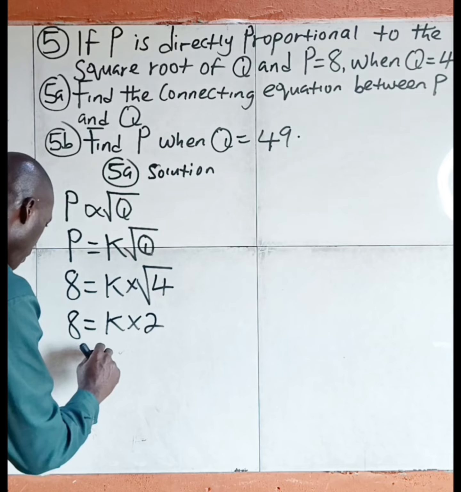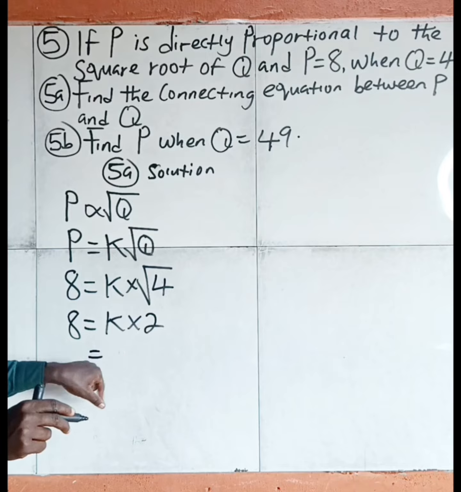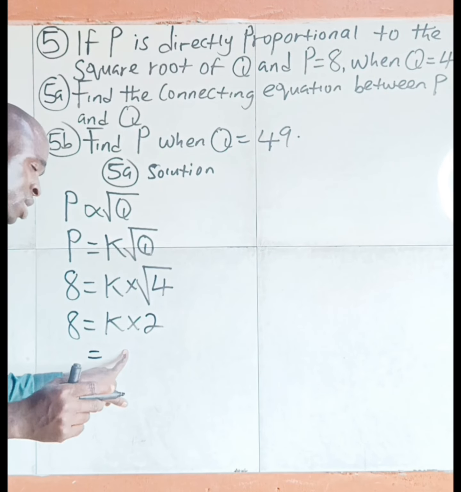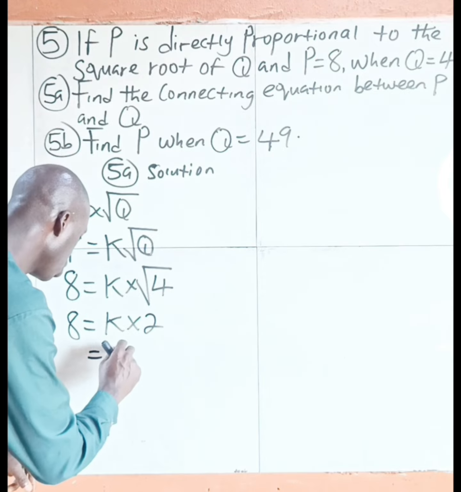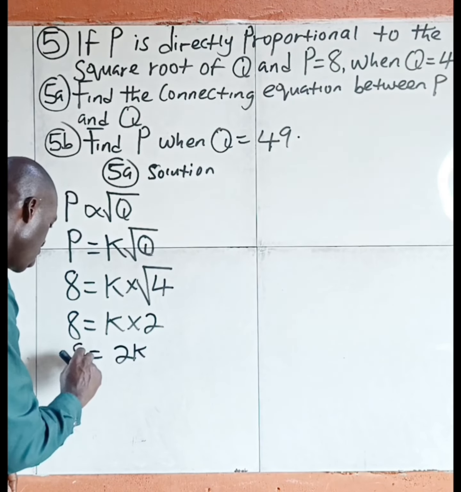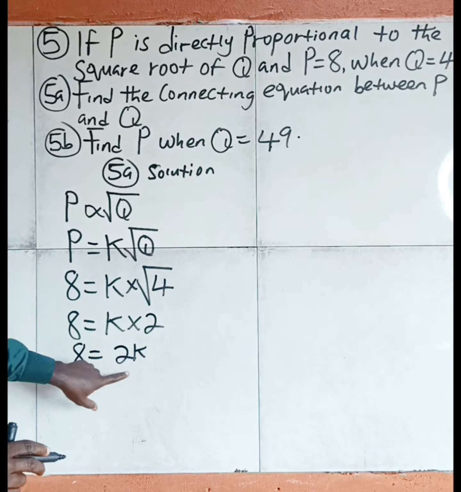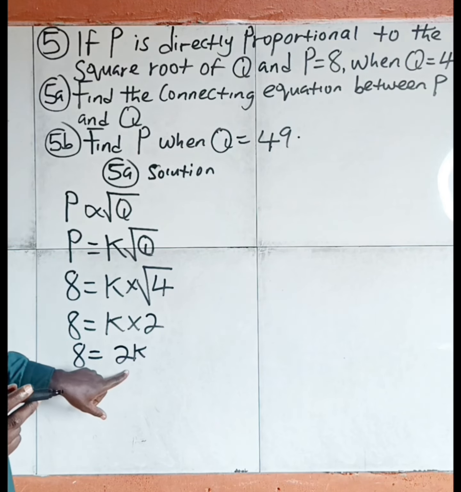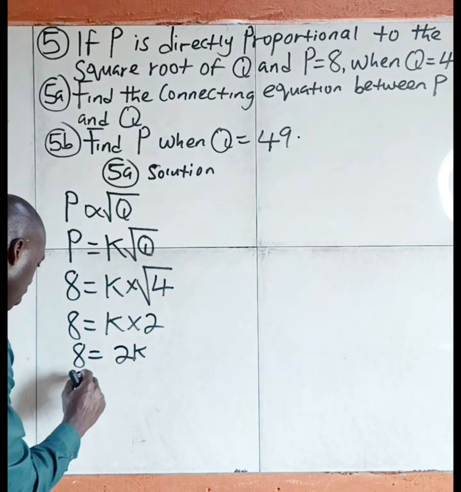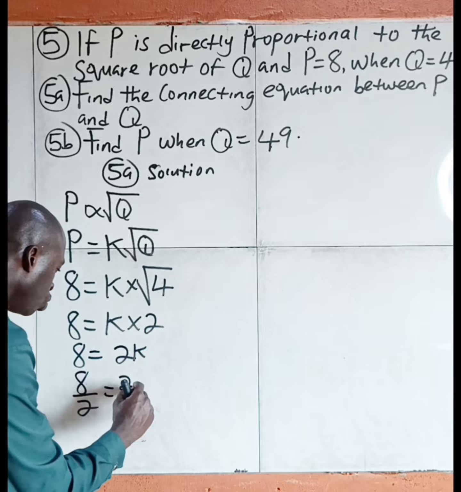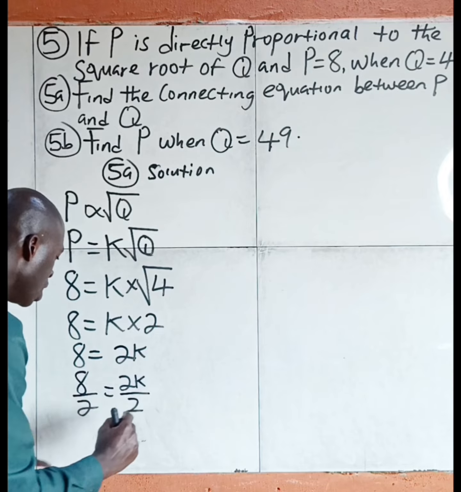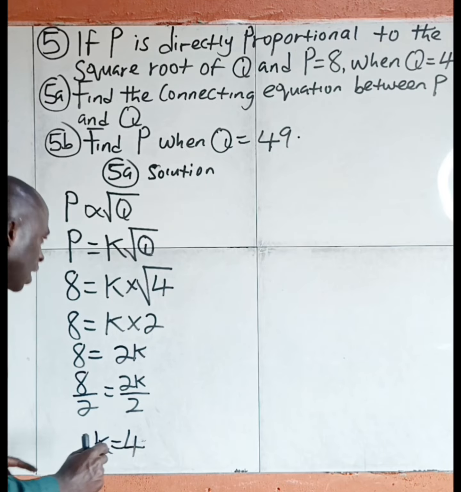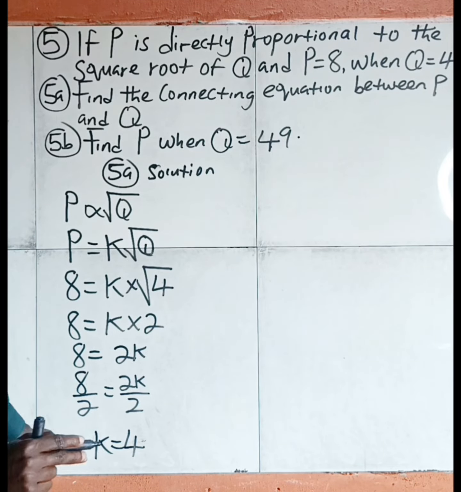So remember, like I did say earlier on, in mathematics, when you are being asked k times 2, you say 2k. 2 times k, you also say what? 2k. So here becomes 2k and here becomes 8. Now we are going to divide both sides by the coefficient of k. What that means is that we're going to divide both sides by the number in front of this k. So here becomes 8 divided by 2 equal to 2k divided by 2. At the end of the day, if we divide through, we're going to have k is equal to 4. Now this is the value of your constant.